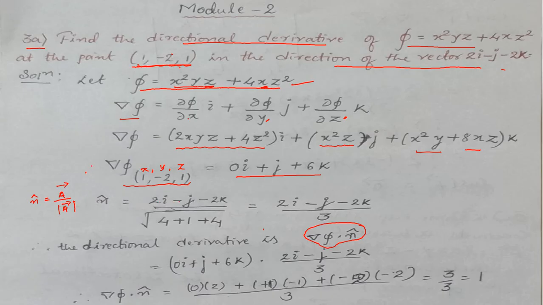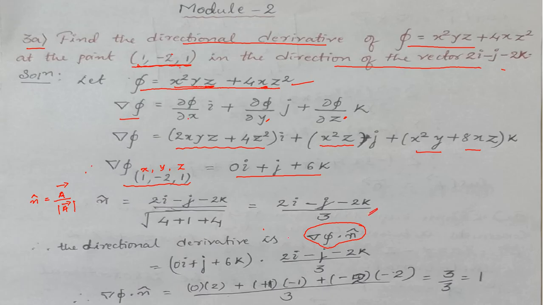So here the given vector is 2i minus j minus 2k, divided by the magnitude, meaning the square root of the sum of squares of the coefficients of i, j, k. What is the magnitude of a? It is the square root of the sum of squares of the coefficients of i, j, k. So it is 2 square, which is 4, plus (-1) square, which is 1, plus (-2) square, which is 4. Simplifying this, we get 2i minus j minus 2k divided by 3. That is n cap.